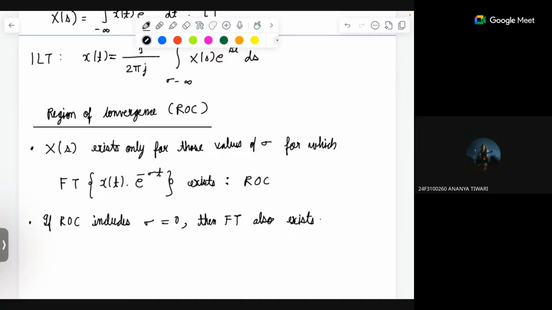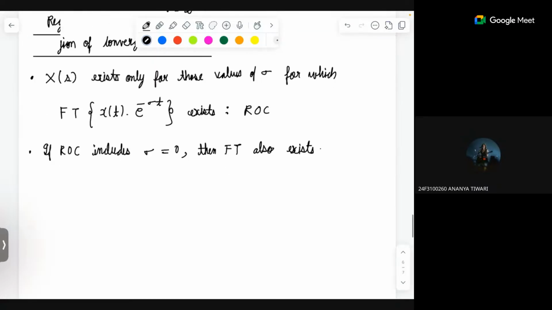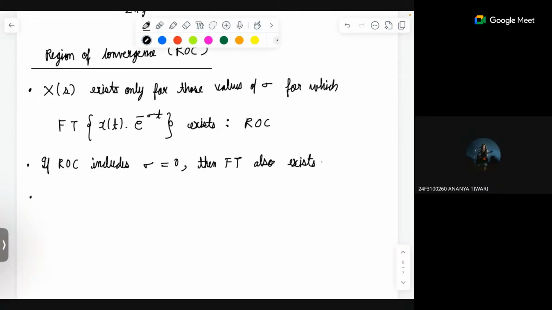So basically, ROC tells for which condition or which value of this S my Fourier Laplace transform will exist. So when we define a Laplace transform, we need the Laplace transform X of S and also its ROC. And if ROC includes this sigma equal to 0 line, then Fourier transform also exists.